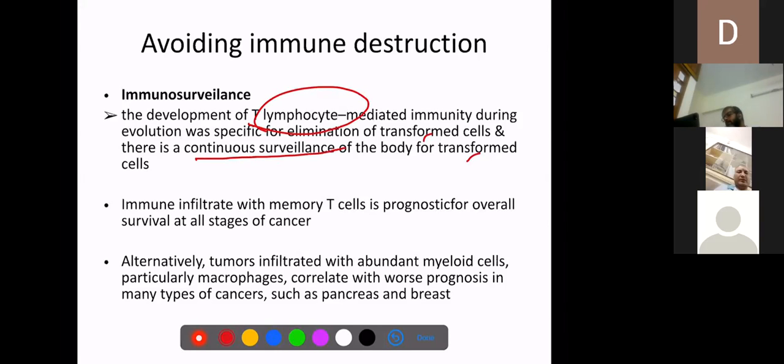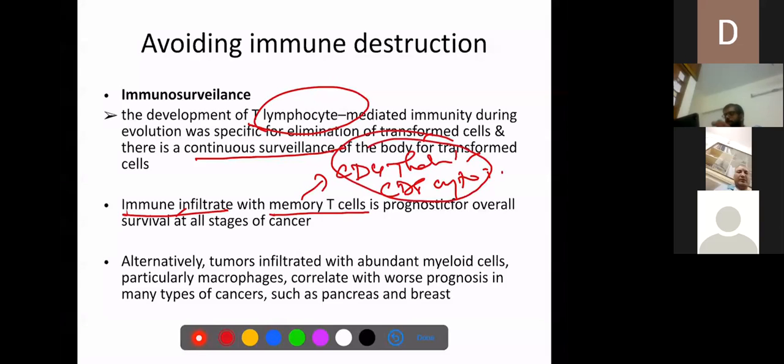What happens is that there is an abnormal cell, which we call a cancer cell. The immune system recognizes it, and immune cells infiltrate around the location, with memory T cells. The memory T cells can be CD4 T helper cells or CD8 cytotoxic T cells, so T helper type 1 cells. When you take a histopathology specimen and there are memory T cells present in the tumor mass, it is a good prognostic sign, because it is prognostic for overall survival and disease-specific survival in all cases of cancer.